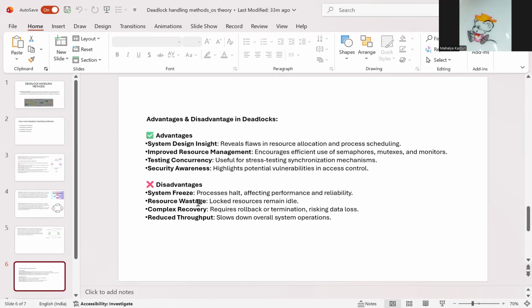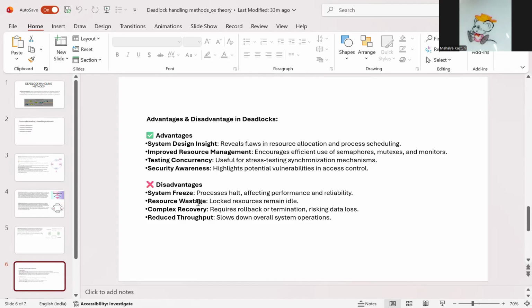It stops responding, which reduces performance and reliability. For example, if two cars are stuck head to head on a bridge, no one moves, right? Then resource wastage. For example, if a printer is waiting for a file that never finishes, no one else can print. Then complex recovery. To fix a deadlock, it may need restarting or rolling back a process, which can cause data loss.